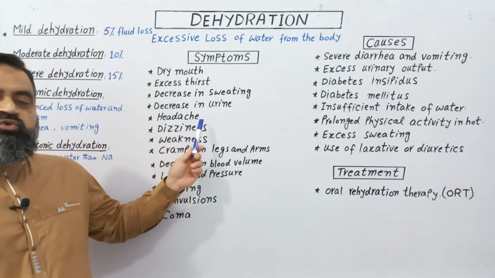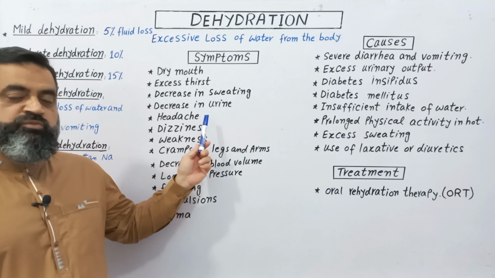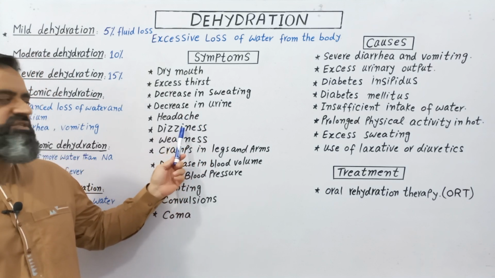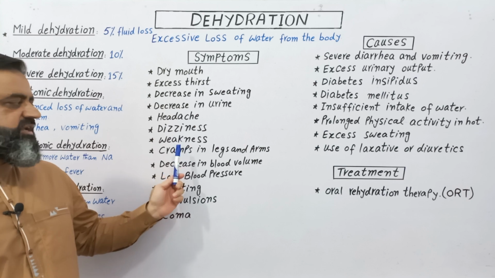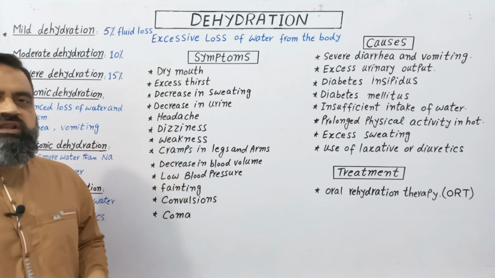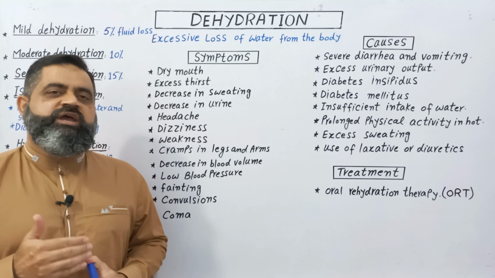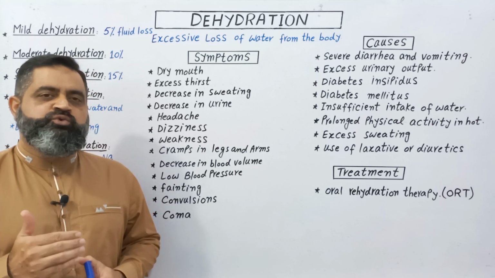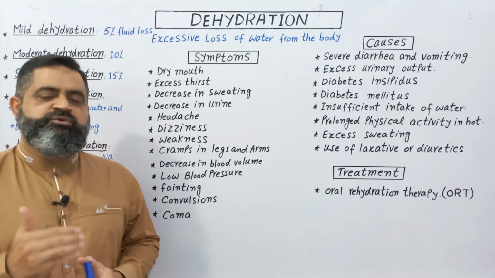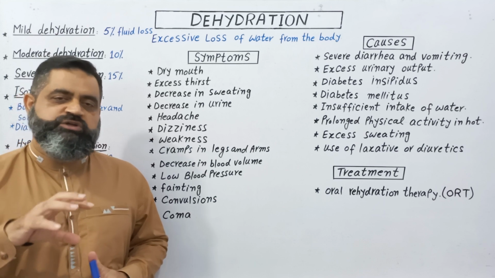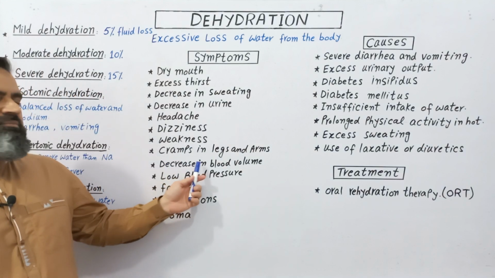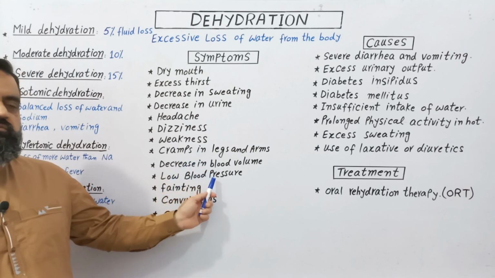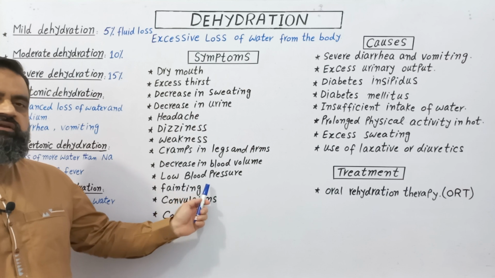So we must rehydrate our body in case of dehydration. Headache sometimes leads to dizziness, which can lead to weakness and then cramps in the legs and arms. As dehydration progresses from mild to moderate and from moderate to severe, symptoms also get worse. Decrease in blood pressure and blood volume, low blood pressure, leads to fainting.